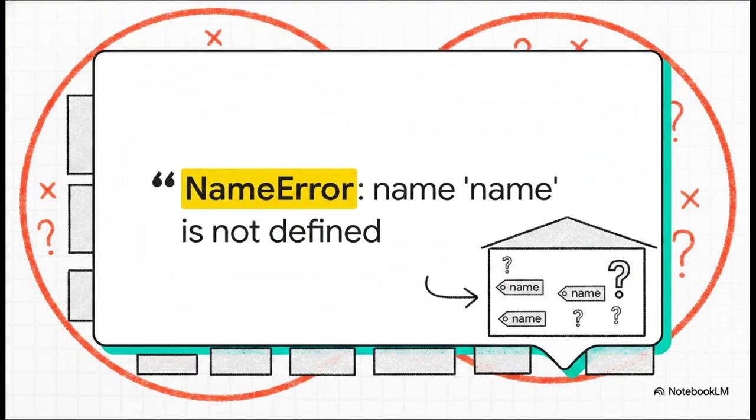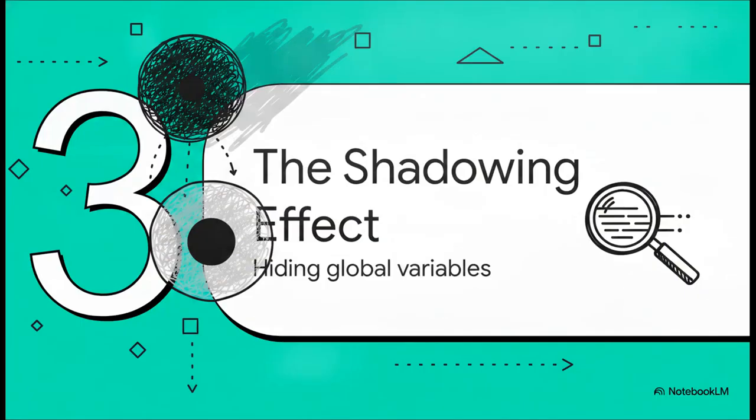But what happens if we try to print that local name variable outside the function? If you just type print name outside of greet, boom, Python hits you with a NameError. Because name was created inside that specific classroom, outside the function, Python has absolutely no idea what you're talking about. The variable simply doesn't exist out there. And that leads us perfectly into Section 3, the shadowing effect and how it results in hiding global variables.